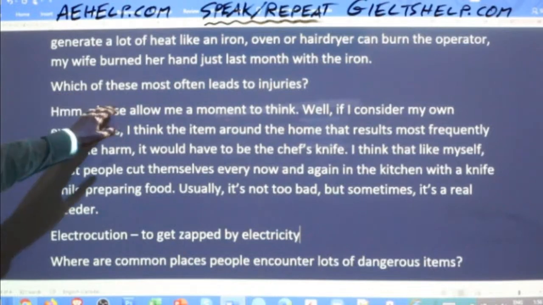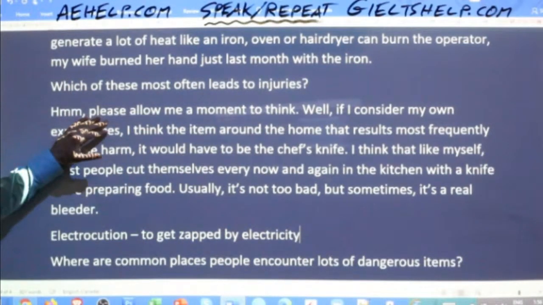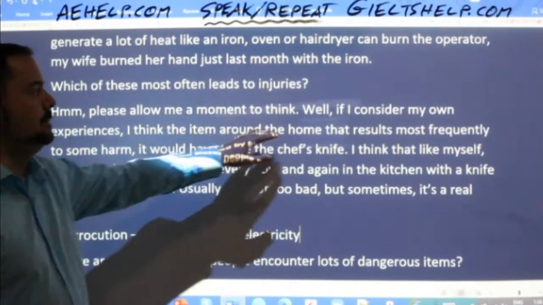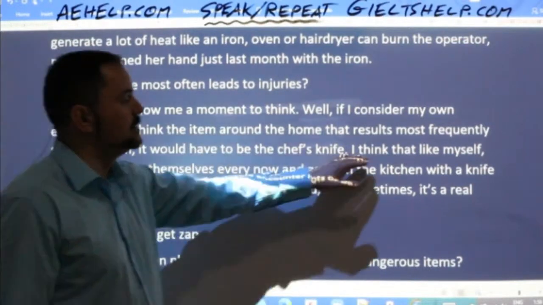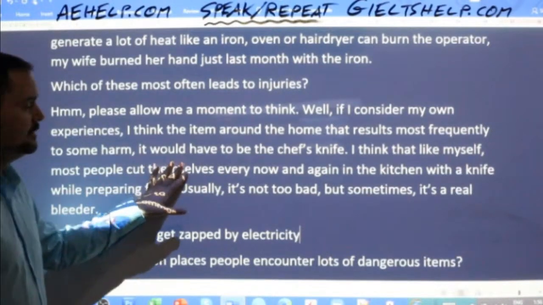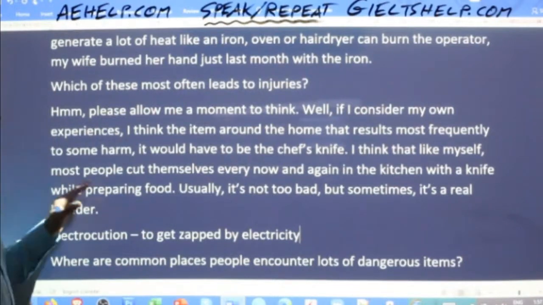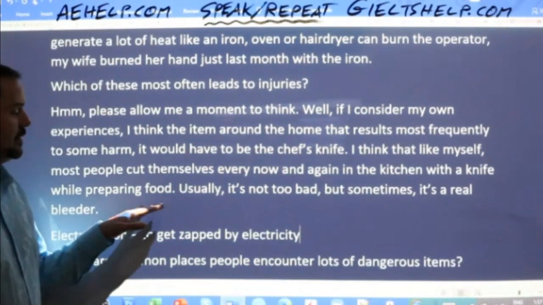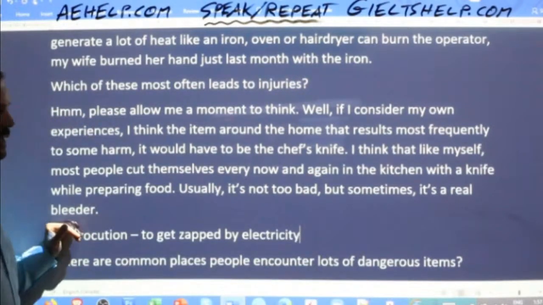Which of these most often leads to injuries? Please allow me a moment to think about that. Well, if I consider my own experiences, I think the item around the home that results most frequently in some harm would have to be the chef's knife. I think that, like myself, most people cut themselves every now and again in the kitchen with a knife while preparing food. Usually it's not too bad, but sometimes it's a real bleeder.